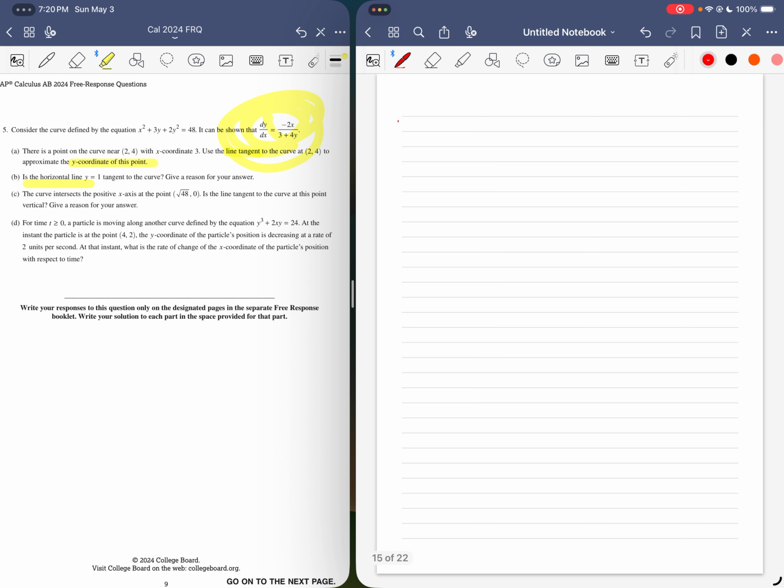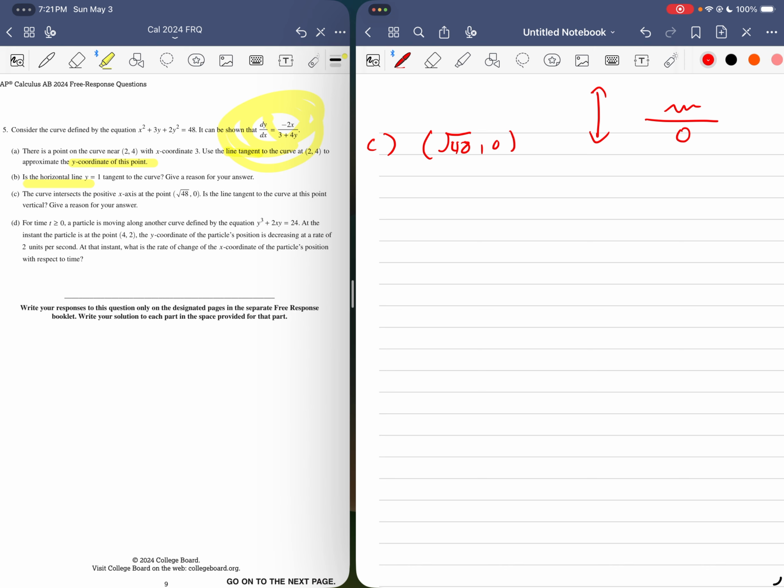Let's just see. The curve intersects the positive x-axis at the point (square root of 48, 0). Is the line tangent to the curve at this point a vertical line? Oh, vertical. So we want to see if it is a vertical line, which means undefined slope. To be an undefined slope, I don't really care what you have as a numerator, but the denominator is going to be equal to 0. So let's see if it's going to be this case.